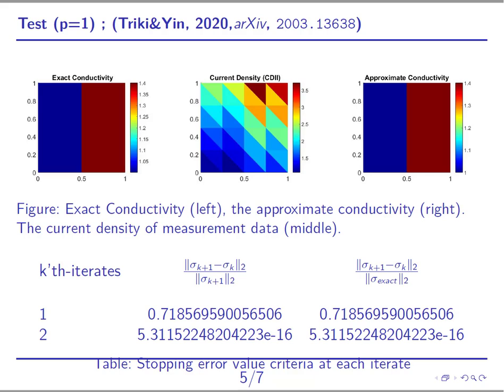The Picard iteration is tested using the case for current density impedance imaging, with the test case taken from Tricky and Yin, which is a Dirichlet problem with piecewise constant conductivity with exact solution. The current density data is given in the middle, and within 2 iterations, the Picard iteration arrives at the solution.